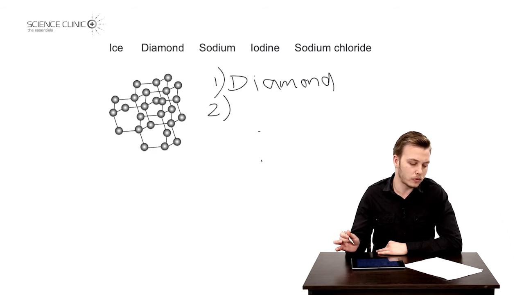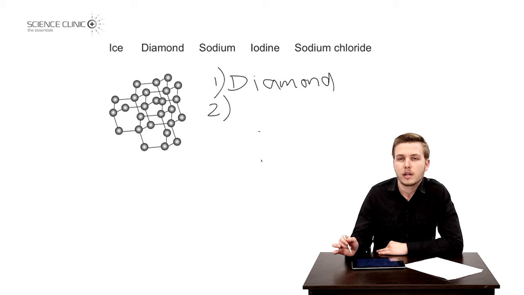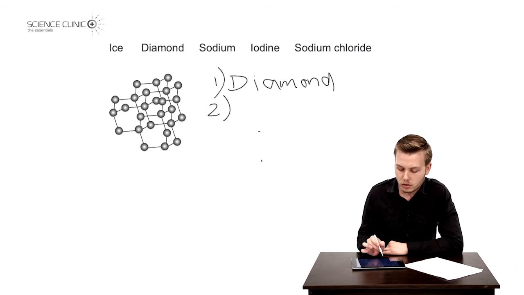Number 2 asks us for a diatomic solid. Now most of the elements in group 7 are all diatomic elements. So it will be chlorine, Cl2, Br2, bromine, iodine, are all mostly diatomic. So iodine is our diatomic element.